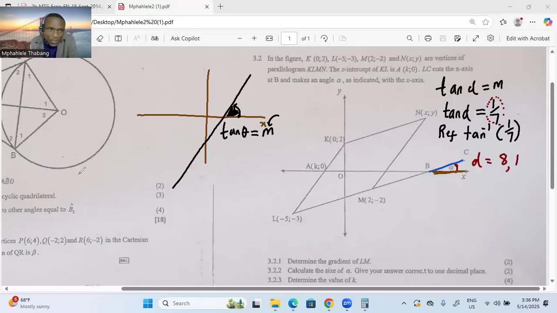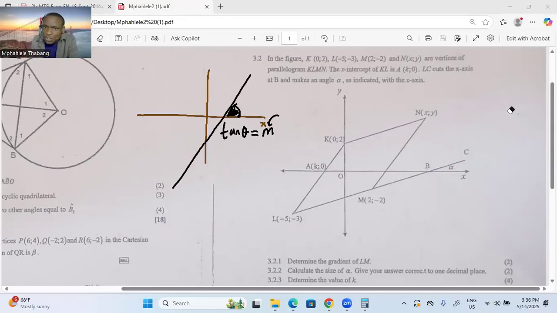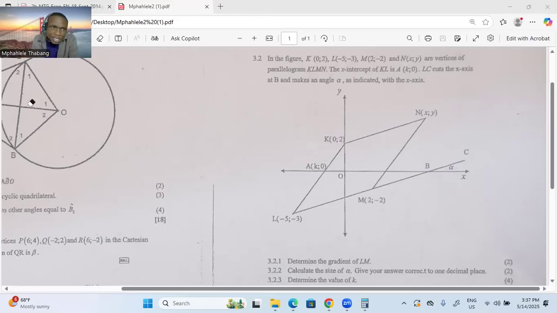Let's go for 3.2.3. Determine the value of K. I love the problem of 3.2.3 because it brings forth one of the mathematical ideas which is called collinear points. If you look at the points L, A, and K, we call them collinear points.